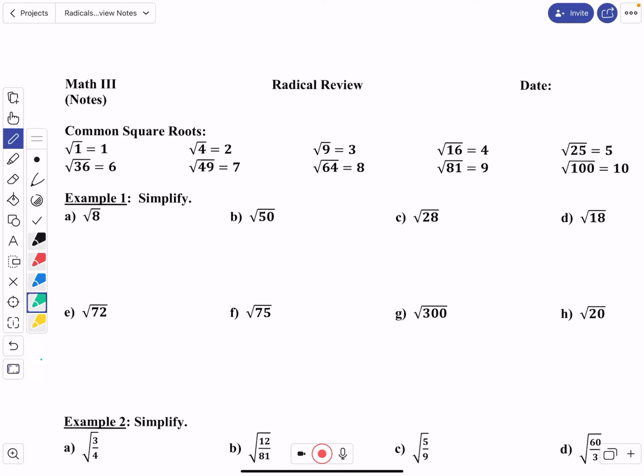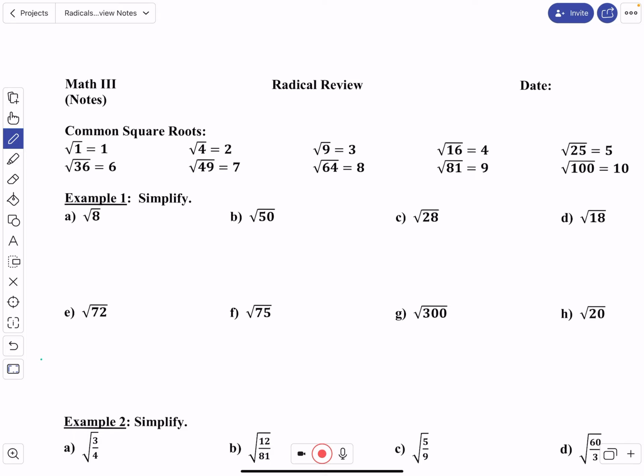Okay, this is going to be a review on radicals, which you did have in Math 2, but we're going to go over it again. And if you notice at the top of your page, you've got your common square roots. If you have these memorized, it's really going to help you do this a lot faster.